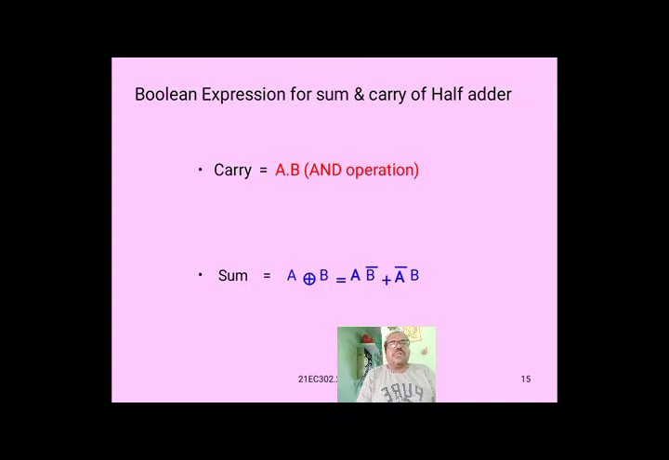Boolean expression for sum and carry of half adder. For carry it is AND gate, which I have already mentioned in the previous slide, AB. And sum is A XOR B, that is AB bar plus A bar B. That is XOR gate. Sum is XOR gate.